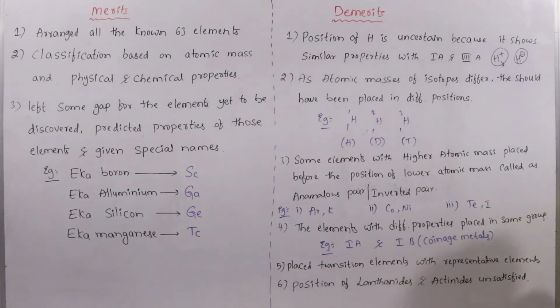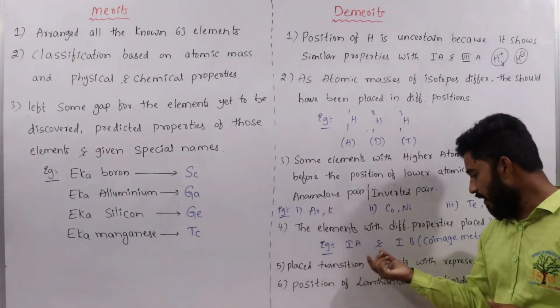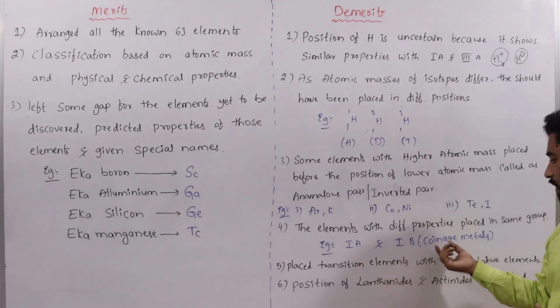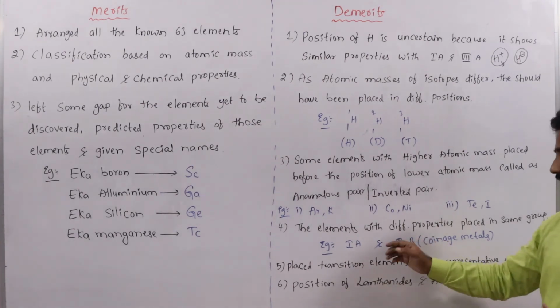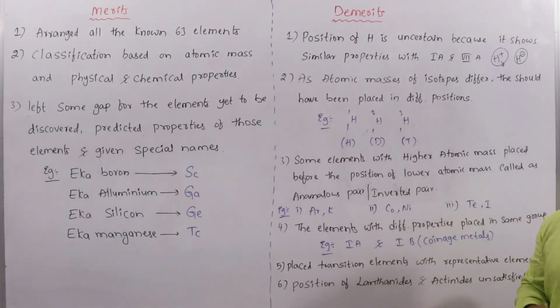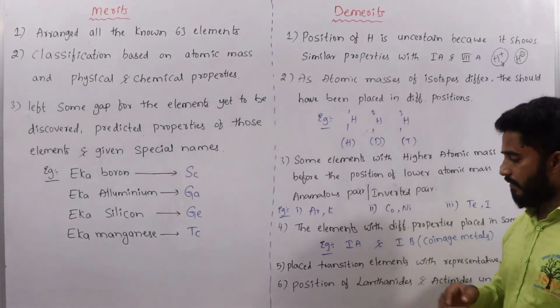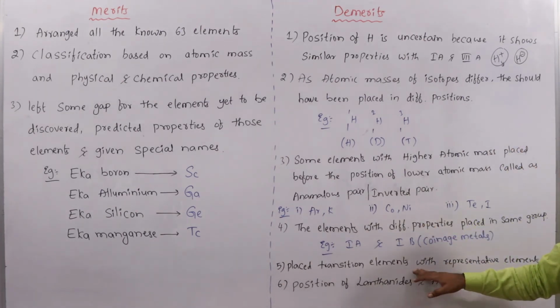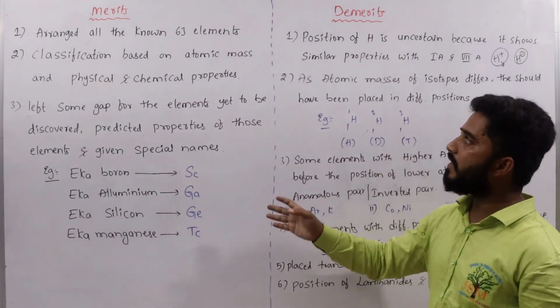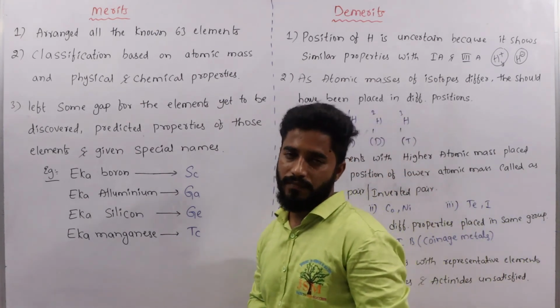The elements with different properties are placed in the same group. For example, first A group alkali metals and first B group elements copper, silver and gold, which are called coinage metals. Along with alkali metals, coinage metals are also placed in one group even though they show different properties. That is also a drawback, as is placing transition elements with representative elements. Next, the positions of lanthanides and actinides are unsatisfied. So these are the merits and demerits of Mendeleev's periodic table.